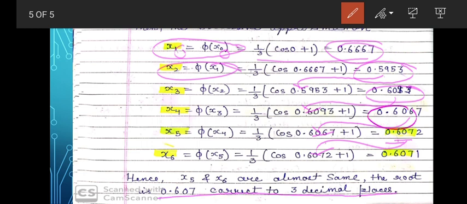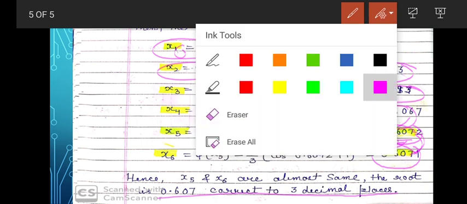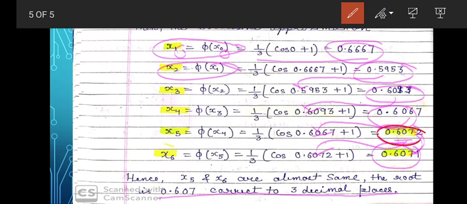See here, up to 3 decimal places, 0.606, again 0.607, afterwards it is 0.607, meaning here both the values 0.607 and 0.607 are similar. That's why I have stopped my calculation at the sixth approximation. As we needed 3 decimal places, we have corrected the value and got the proper answer. So this is the way to find any root with the help of the iteration method.